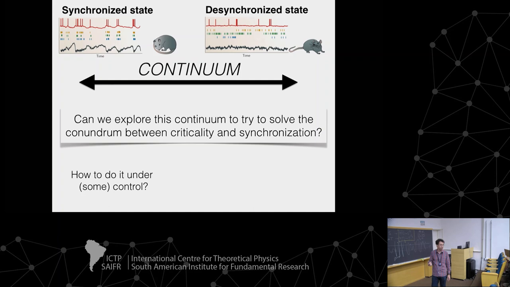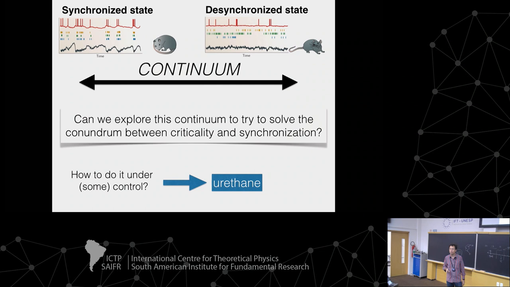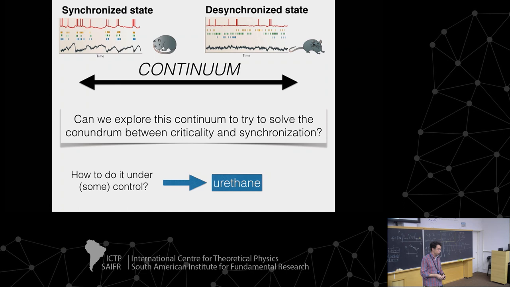And this is when urethane comes into the picture. Urethane, Gabriel was telling us yesterday, is a kind of anesthesia, which is a different one. It allows sensory information to go through, and it has also some other properties. Differently from ketamine and xylazine, in which you have these strong oscillations and that's it, urethane is different. Urethane is a kind of anesthesia in which the animal goes from something like this to something like that, and then something like this, it goes here and here. It just goes along this continuum in a kind of random way, as I'm going to show you in a minute.